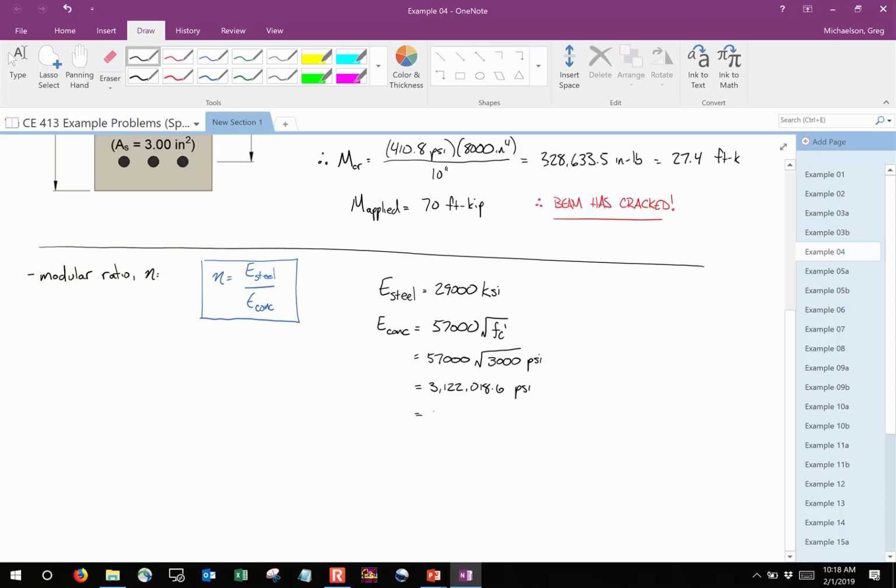Okay, and so that's 18.58, and that's 3122.02 KSI. Fair statement? So, therefore, N is 29,000 divided by 3122, which is what?